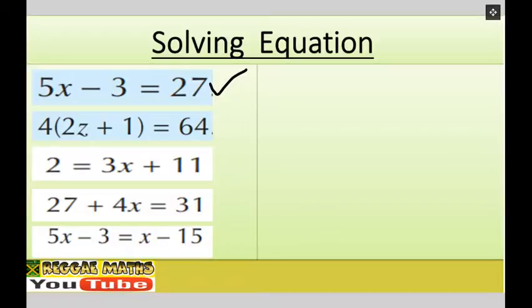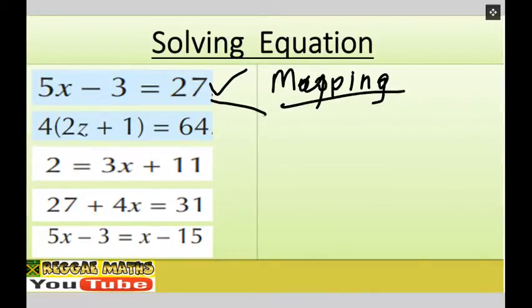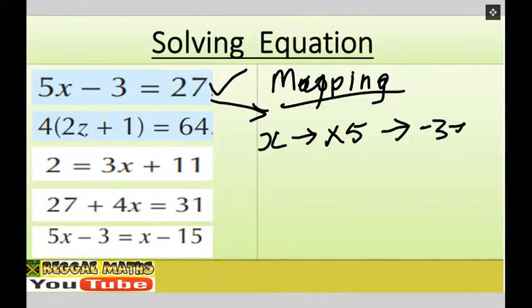So first of all, I'm going to show you the mapping way. What we've got here is x, which we need to find, which is the unknown. So first of all, I'm timesing by 5, taking away 3, and my answer is 27. If I highlight the operation here, I just need to do the inverse, going in the opposite direction.